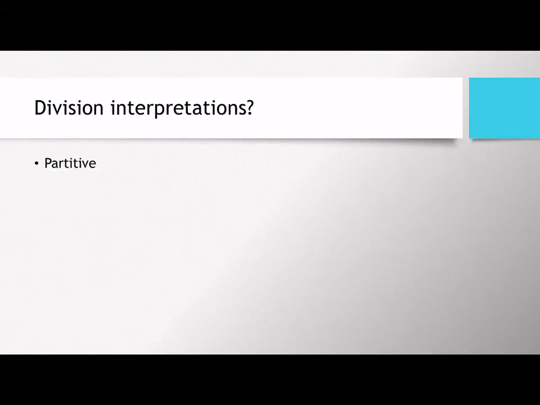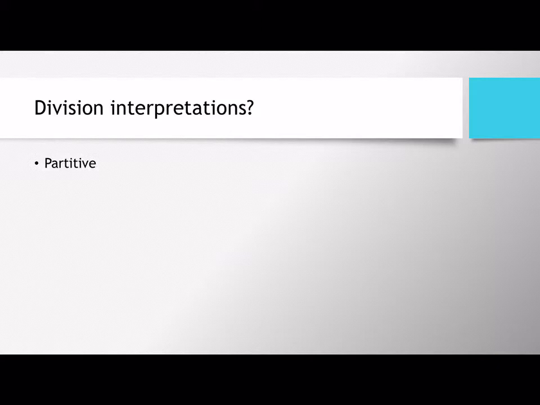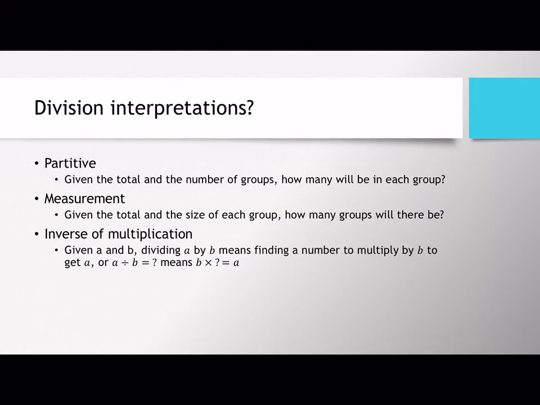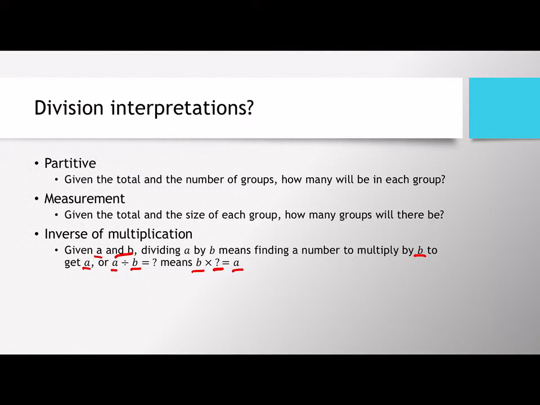Polynomial division, okay, again we're going to go back to partitive interpretations. Given the total and the number of groups, how many will be in each group? Measurement was given the total and the size of each group, how many groups will there be? The inverse of multiplication: given A and B, dividing A by B means finding the number multiplied by B to get A. A divided by B, B times what is A? Okay, so we just went over that one. Division interpretation could also be finding a missing factor in a dimension.